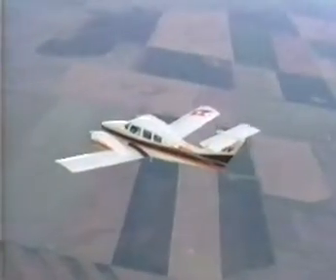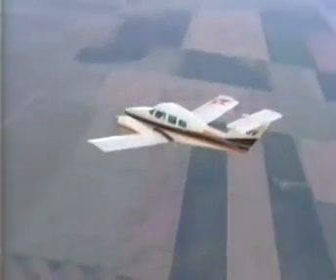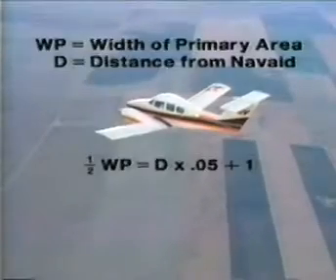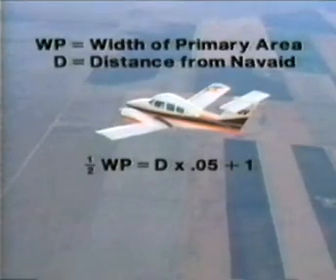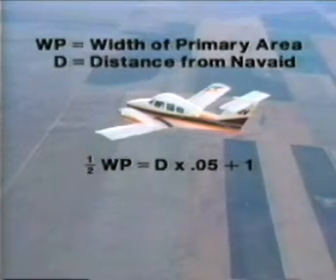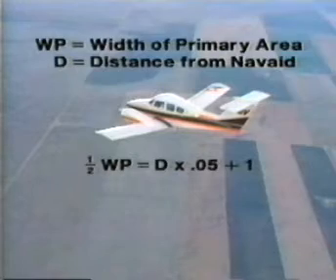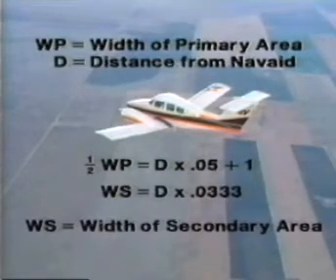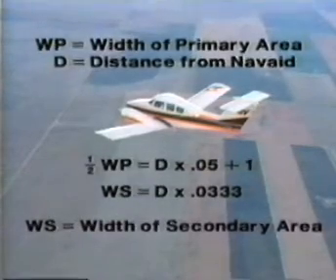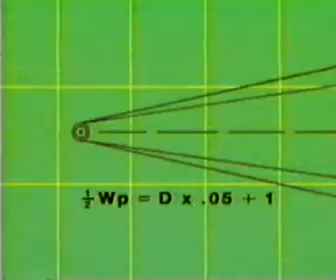You can determine the width of the protected airspace at any point from the NavAid on this approach by using a simple formula. One half the width of the primary area is equal to the distance from the VOR times 0.05 plus 1. You can find the width of the secondary area by taking the distance from the NavAid times 0.0333. Let's see how this works.